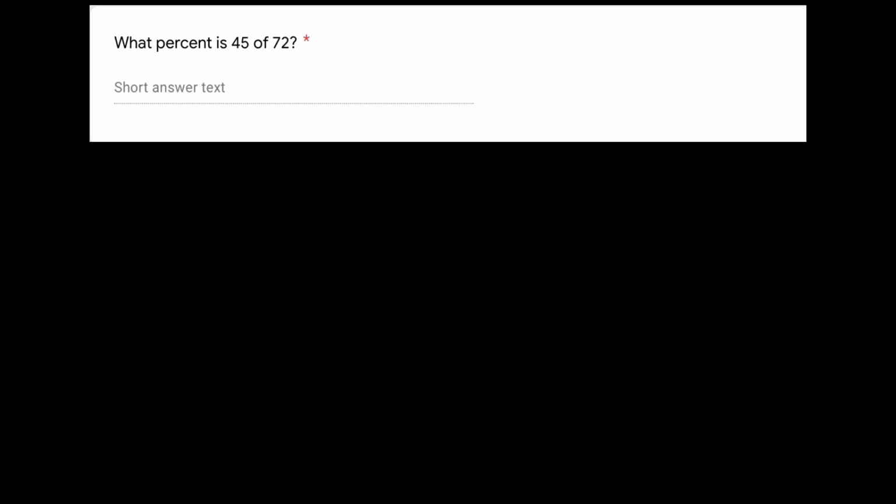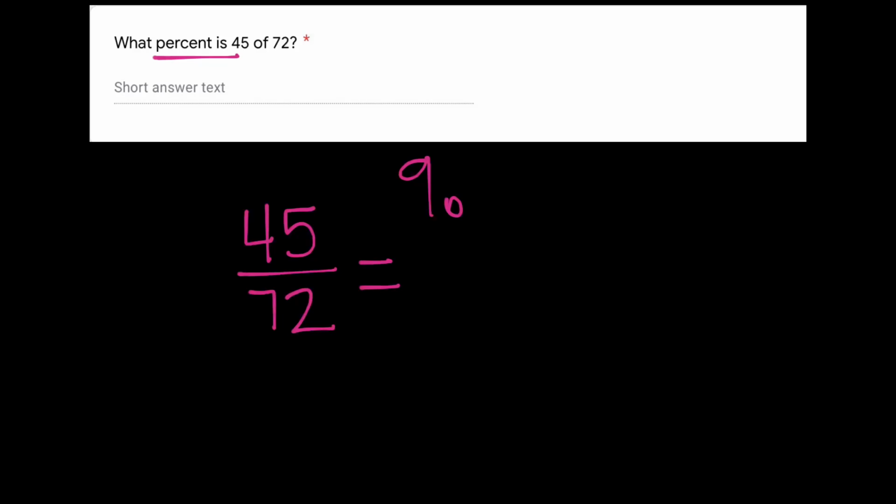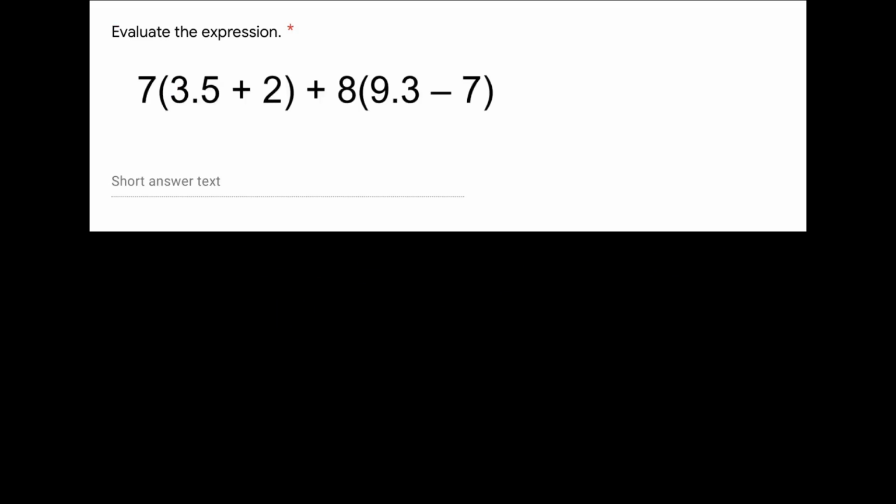What is the percent? What percent is 45 of 72? We are looking for percent. So we know that 45 divided by 72 is going to give us a decimal, and then we're going to multiply by 100 to get our percent.